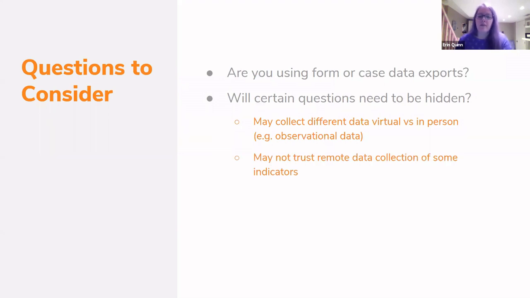Similarly, there might be some data collection that you just don't trust to be done remotely. Weight is ostensibly something you could ask people if they have a scale in their house, but maybe you think, I don't know the quality of their scale. I don't know how I feel about them self-measuring. Let's just not collect this.